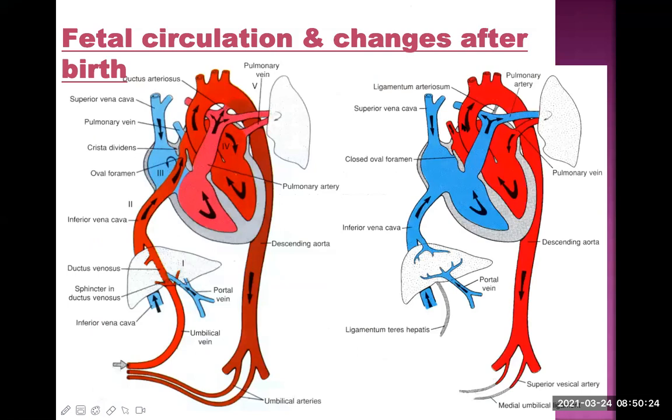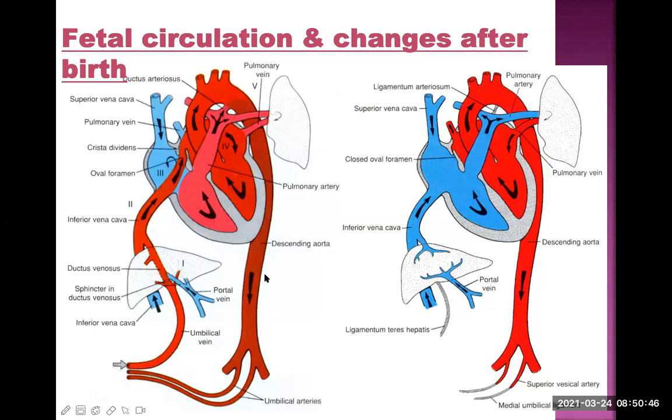Now, in the last class also, I discussed a little bit about this. Let's revise it today as well, because this is important for us. What about the fetal circulation and what are the changes that occur after birth? Now see here. Here is the placenta. Okay, this is the area of the placenta here.